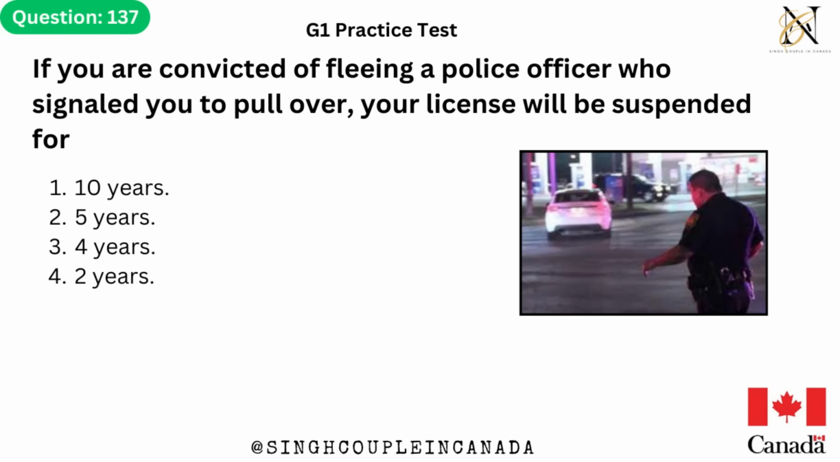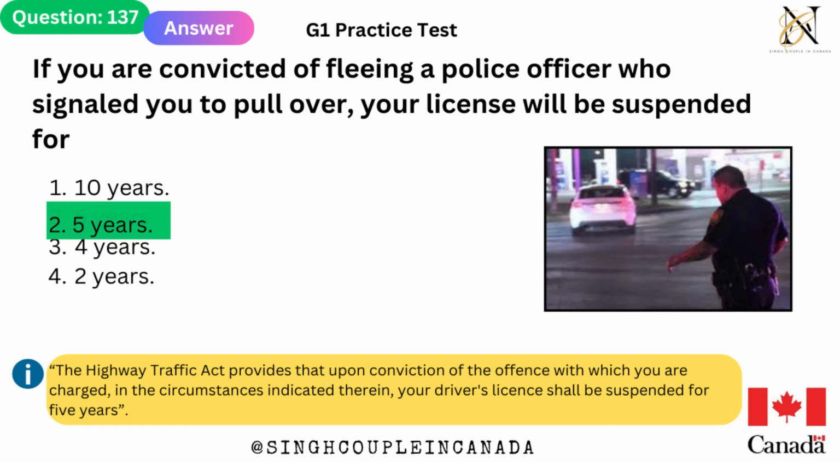If you are convicted of fleeing a police officer who signaled you to pull over, your license will be suspended for 1. 10 years. 2. 5 years. 3. 4 years. 4. 2 years. The answer is 2. 5 years. The Highway Traffic Act provides that upon conviction of the offense with which you are charged, in the circumstances indicated therein, your driver's license shall be suspended for 5 years.